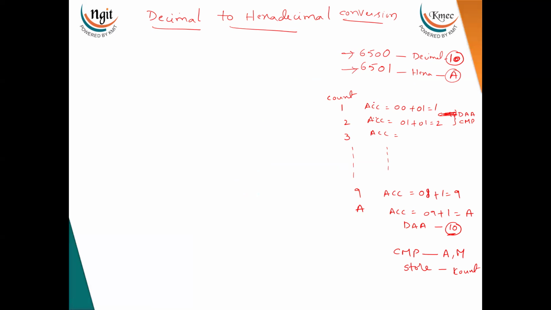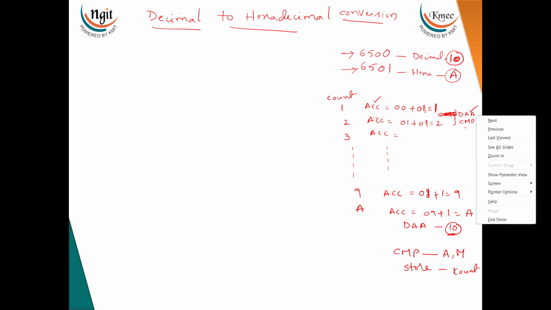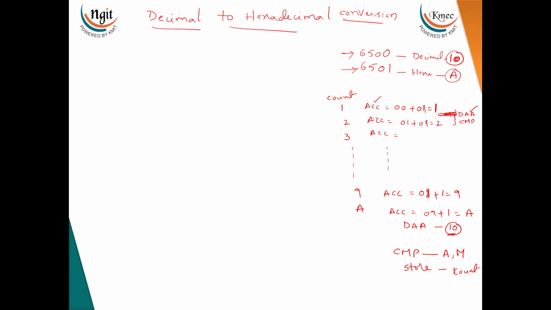If you see here, first I am initializing the accumulator with 0. I'm adding the 1 value here, and here I'm getting the result 1. And again, I'm adding one more 1, I'm getting the result 2. So after every addition, what I'm doing, I'm converting this hexa value into the decimal value by using the DA instruction. And also I'm comparing this decimal value with the memory location value.